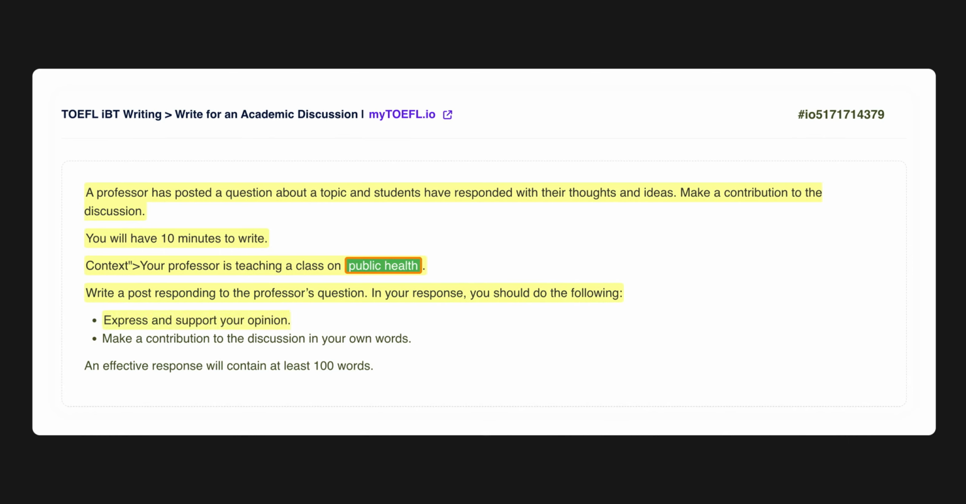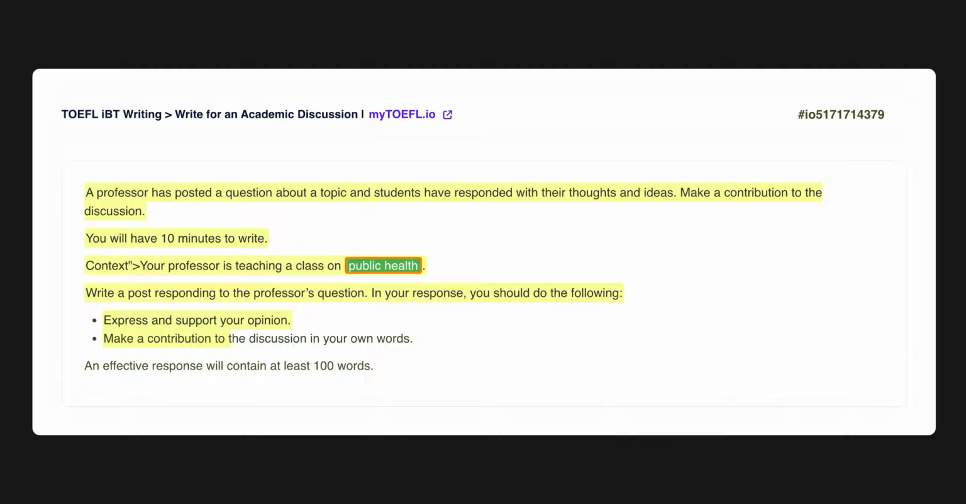Express and support your opinion. This tells us two things. You must take a side, and you must explain why. Simply saying you agree isn't enough. You need to provide logical reasons or examples to back up your stance. This is how you show the examiners your ability to develop an academic argument.